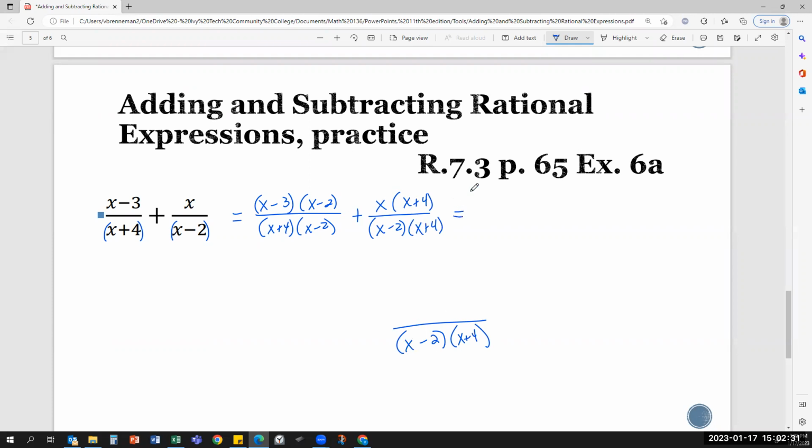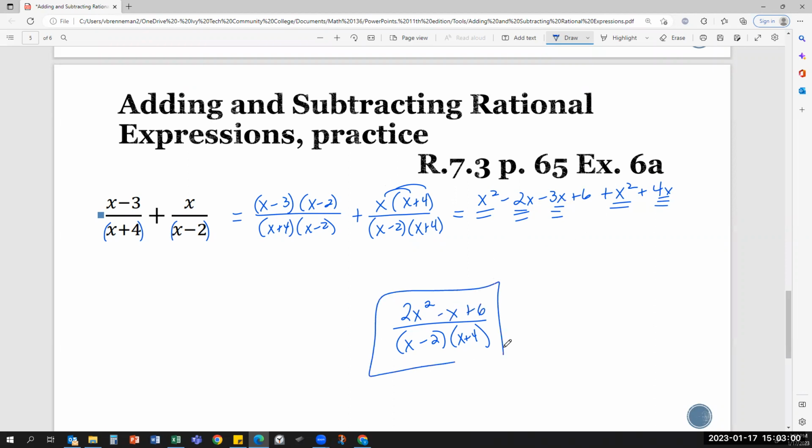This is going to be foiling out here: x squared minus 2x minus 3x plus 6. And then plus, distributing, x squared plus 4x. Combining like terms, I have an x squared and another x squared, so 2x squared, and then minus 2x, minus 3x, and plus 4x combine to a minus x, and then we have the plus 6. And that's the final result.